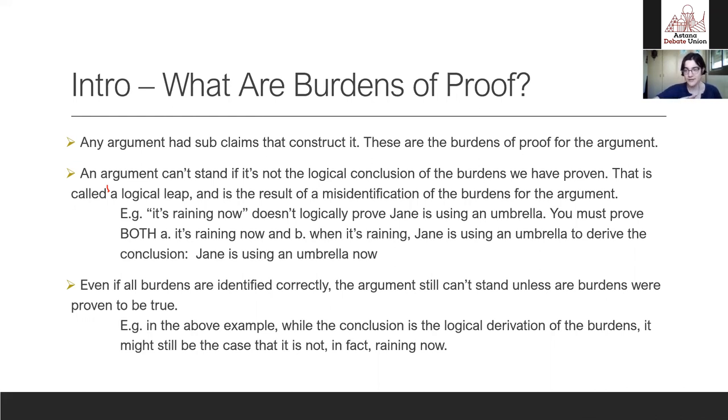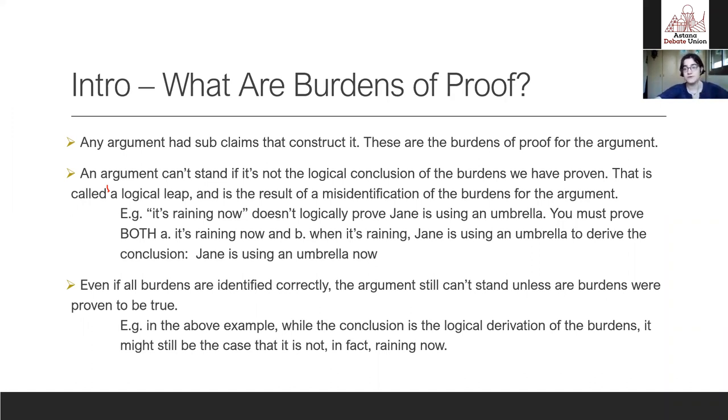Now, to be clear on what I did here, this is not yet proving that any of these subclaims is true. It is very possible that it's not raining now, especially if you're in the summer in Israel and it's warm and sunny. However, if the two claims are correct, it has to also conclude that the conclusion is also correct. So the first thing that an argument needs to fulfill in order to be standing is that it is logically consistent or derived from the subclaims that make it.